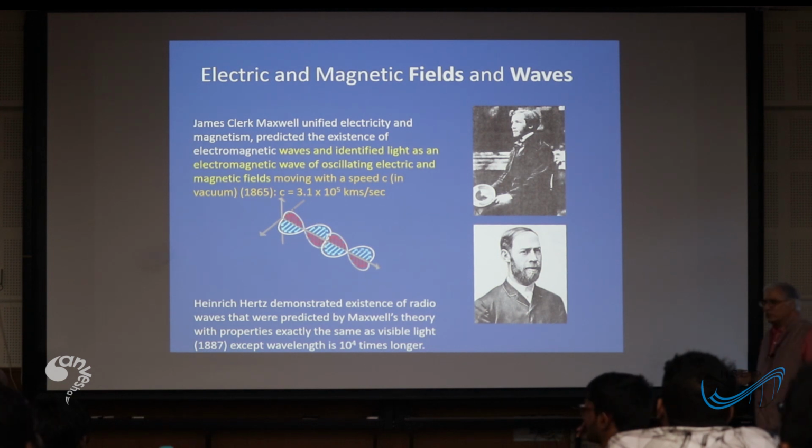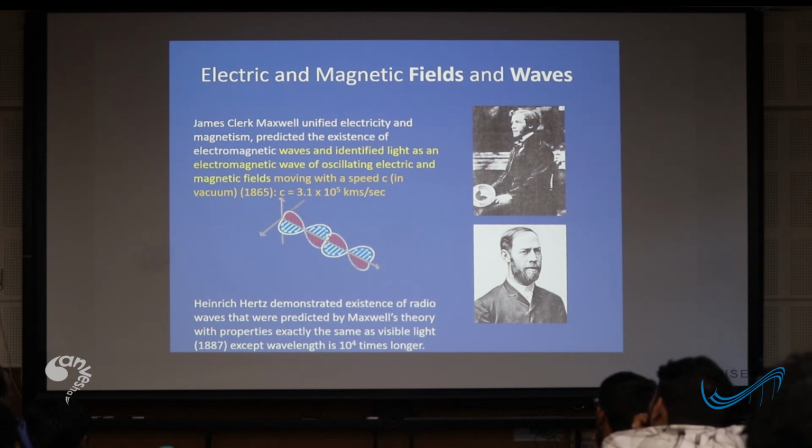Maxwell lived only 48 years. Do you know? And how much he achieved in those 48 years is amazing, actually. So Maxwell unified electricity and magnetism, predicted the existence of electromagnetic waves, and identified light as an electromagnetic wave of oscillating electric and magnetic fields moving with the speed of light.